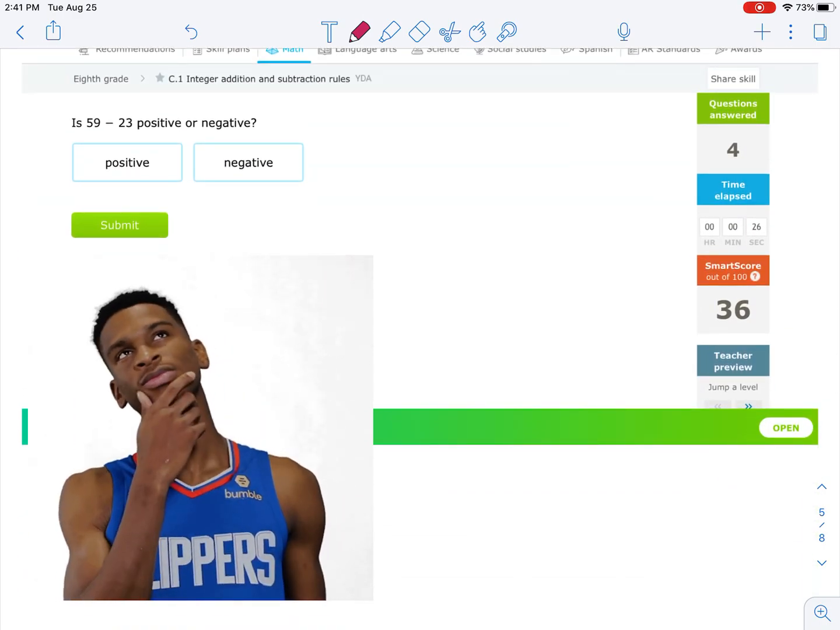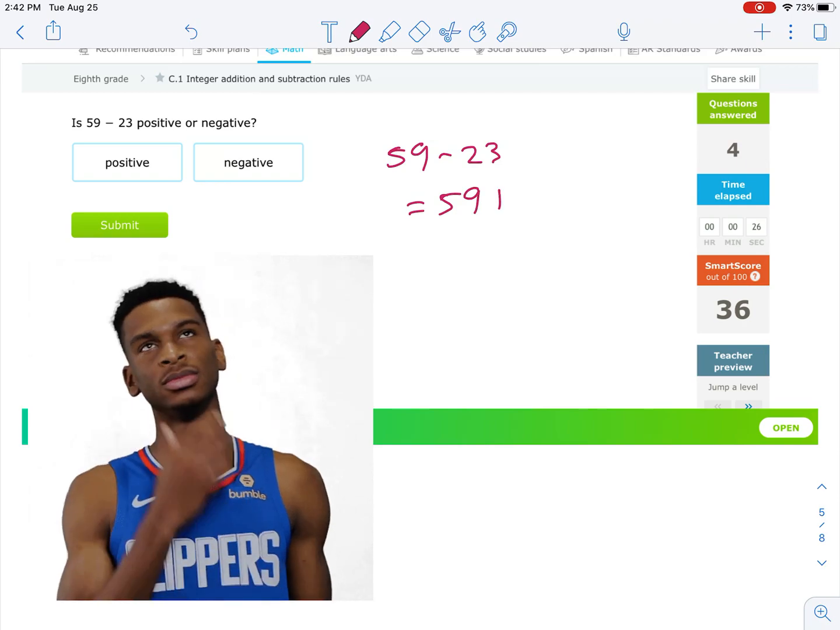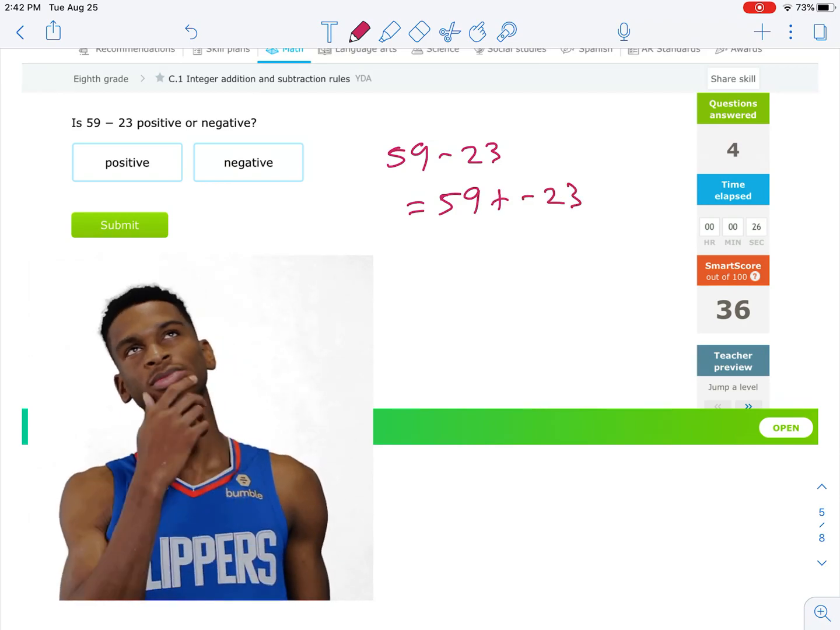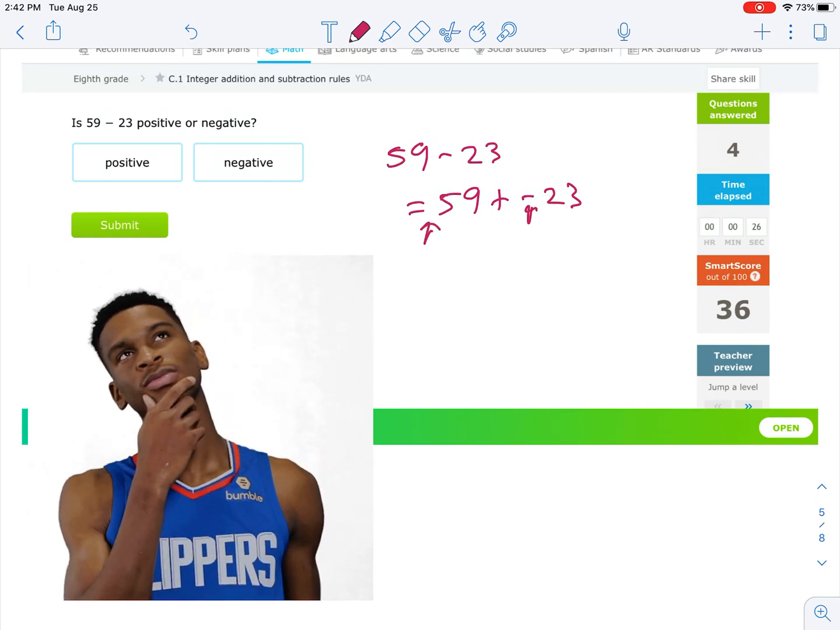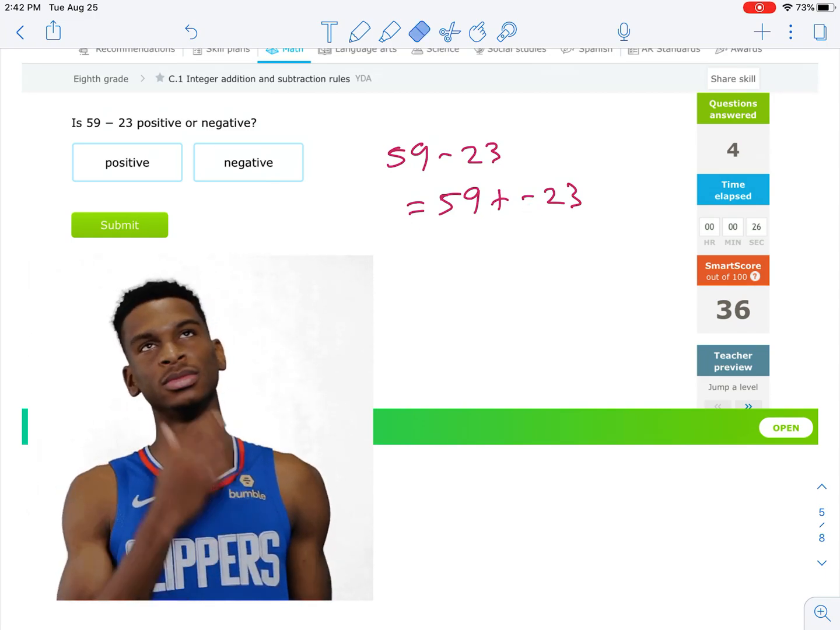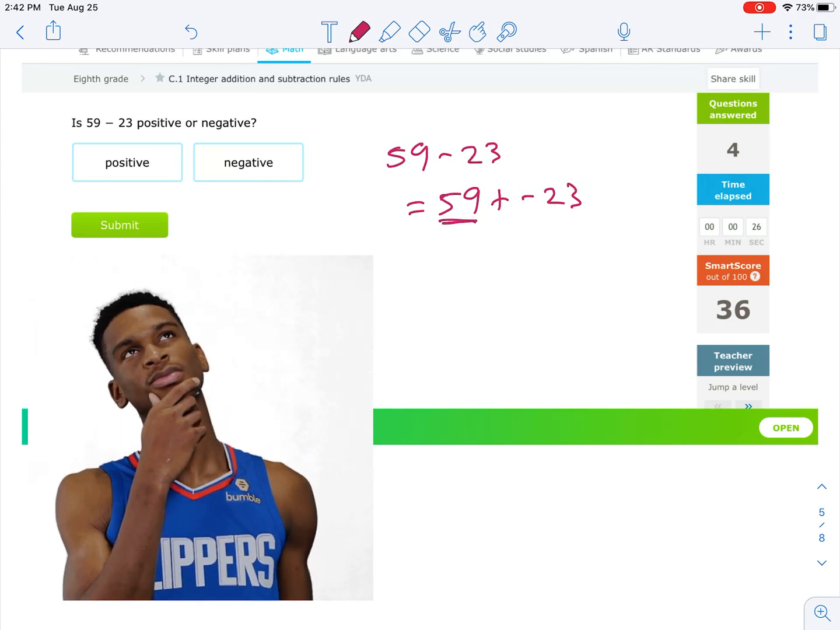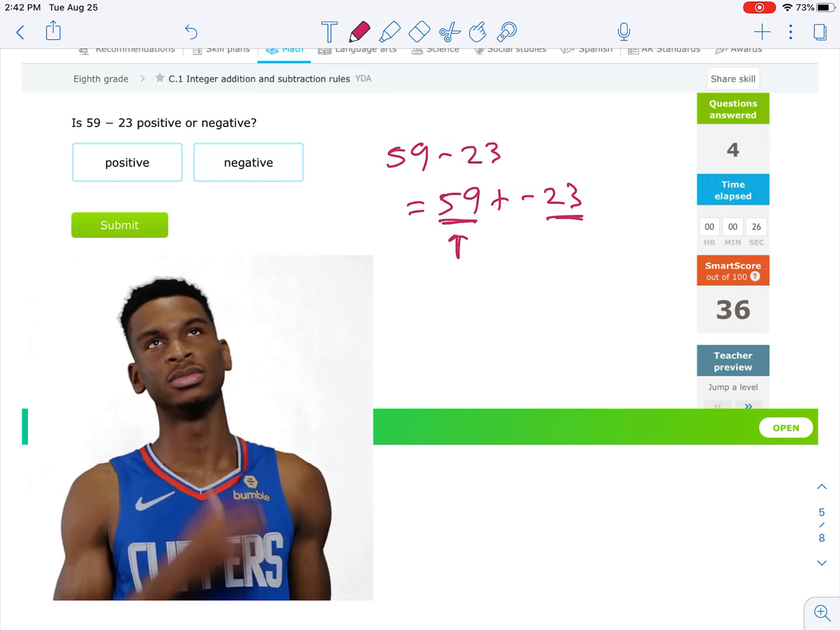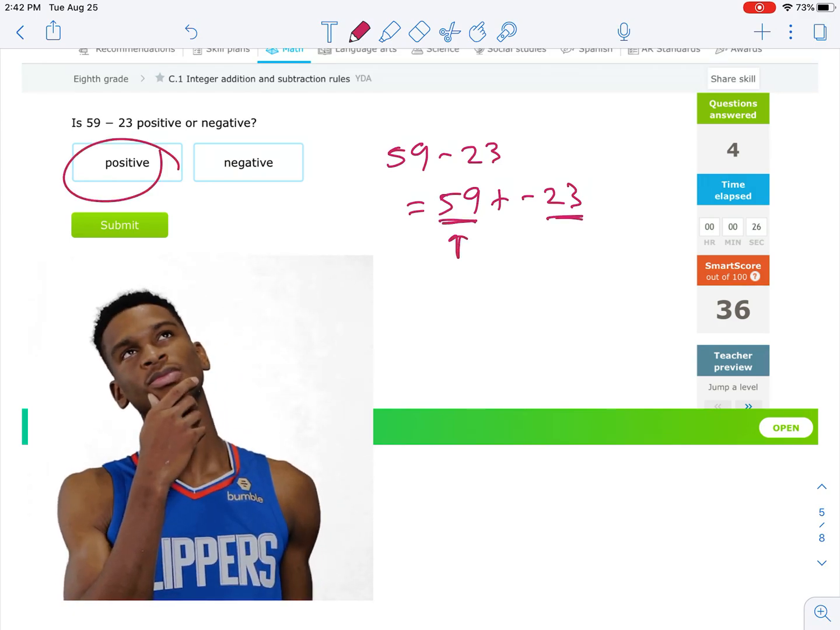Okay, 59 and 23. 59 minus 23 is the same thing as 59 plus -23. So the signs are different. I have a negative here and a positive here. Which number is bigger, 59 or 23? 59 is bigger and it's positive, so my answer will be positive.